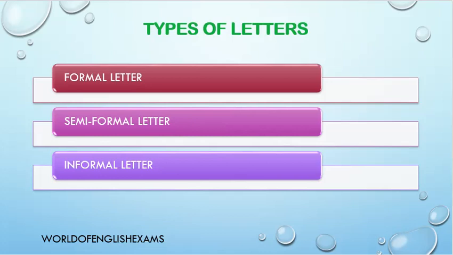Then we have the semi-formal letter. So the name suggests that it is also a kind of formal letter, but you are at least aware of the person to whom you are addressing the letter. And finally, there is the informal letter, which is also called the personal letter. It's written to friends and acquaintances or relatives, to cousins or people who we are very close to.